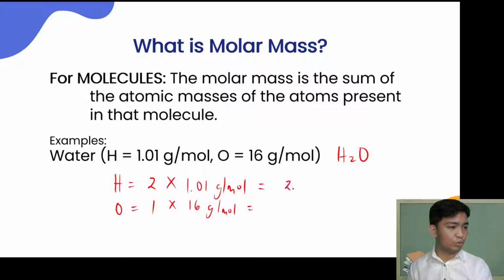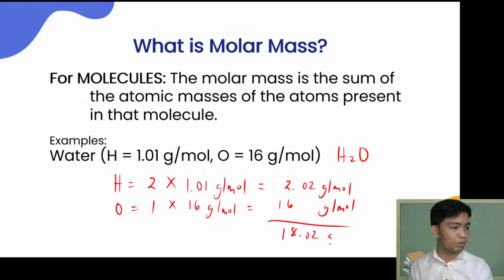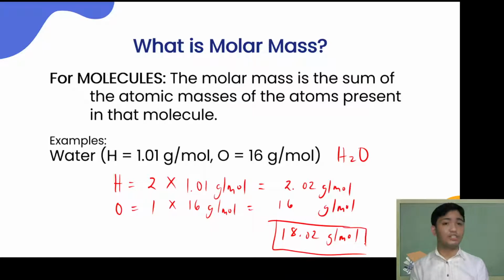So, this would be 2.02 grams per mole. Pinag-multiply natin, 2 times 1.01, that's 2.02 grams per mole, and then 1 times 16, you have 16 grams per mole. Then we add them, you have there 18.02 grams per mole. So this is the molar mass of H2O or water.